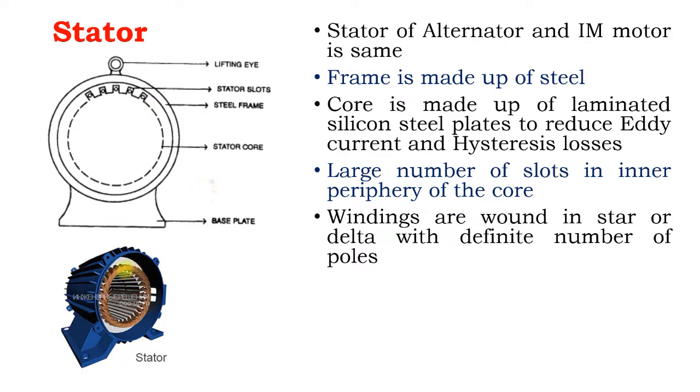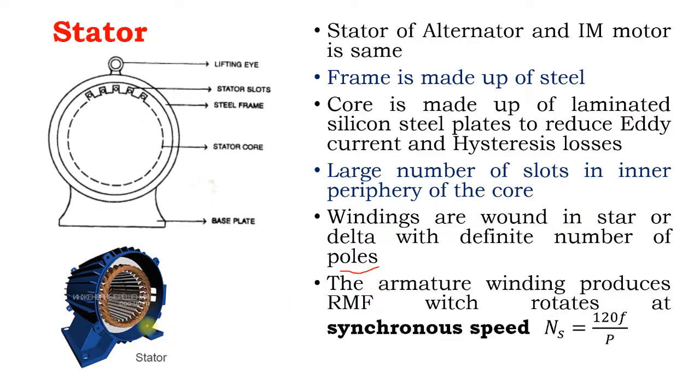Actually, these windings are wound for a particular number of poles. These poles decide the speed of the rotating magnetic field. That means the moment AC supply is given to this winding, it produces a rotating magnetic field which rotates with a constant speed. Hence the name synchronous speed. The synchronous speed is calculated by using the equation Ns equals 120 f divided by P.